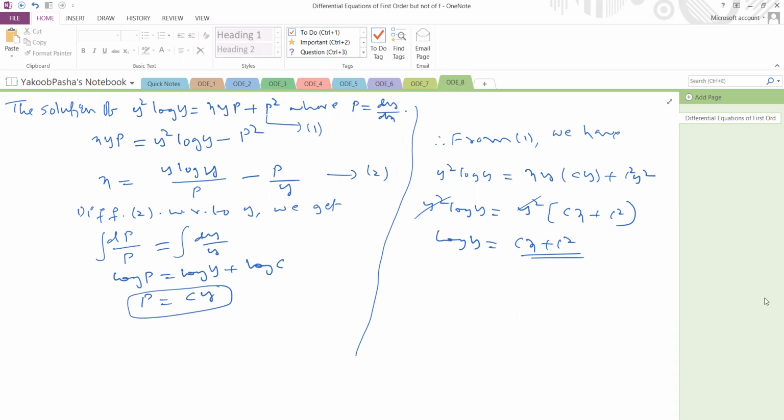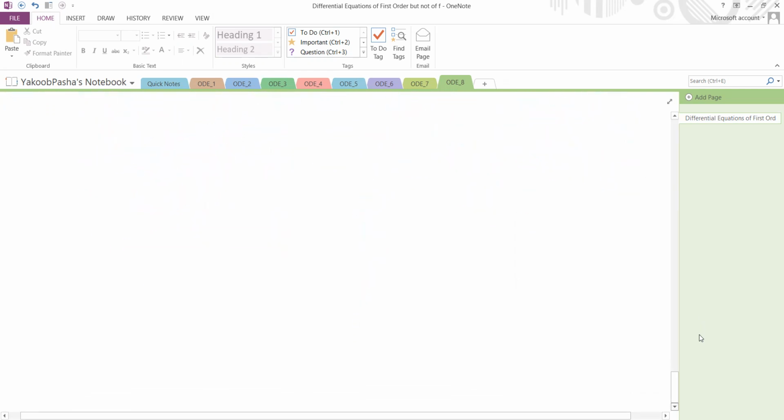Concentrate on equations solvable for p and Clairaut's equations. Okay, now we go for Clairaut's equation. It is an important equation.